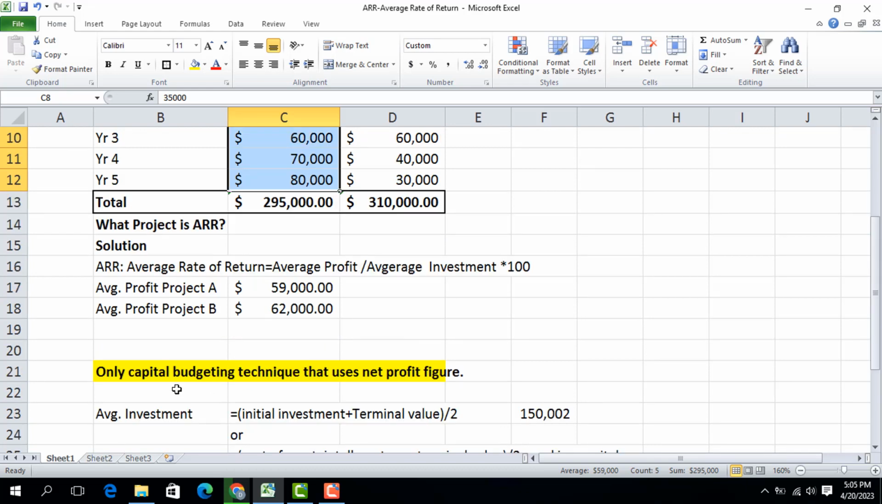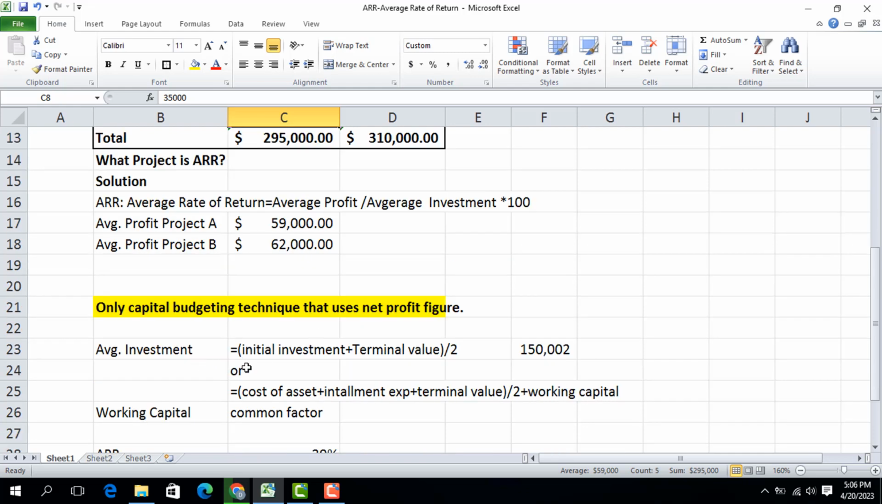Remember, this ARR is the only capital budgeting technique that uses the net profit figure, as I have already told you at the beginning of this video. Other techniques use the net cash flows or cash flows received from the projects in their calculation or formulas, but this technique uses the net profit figure in its calculation.